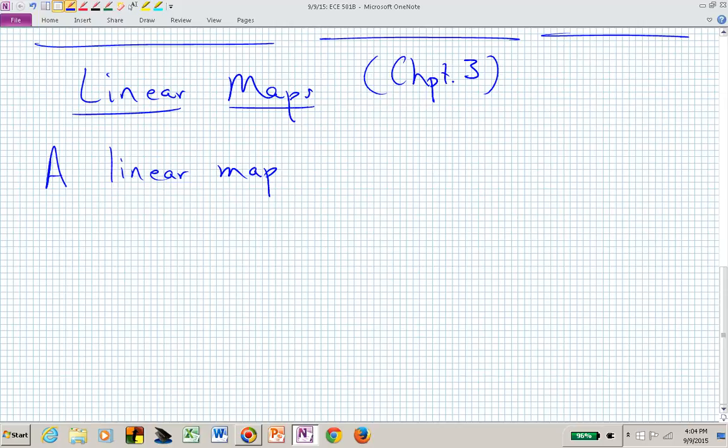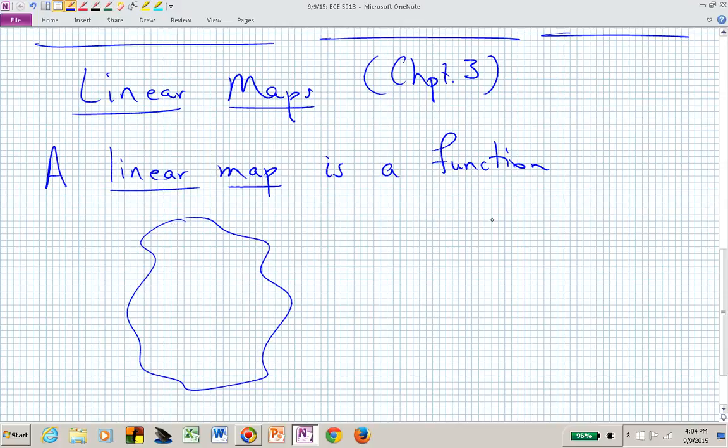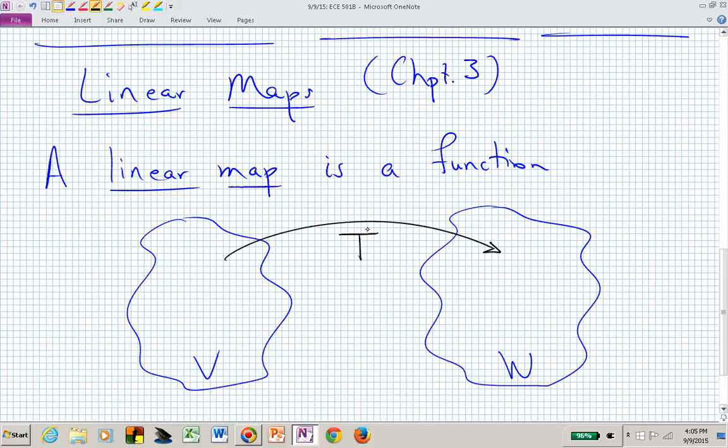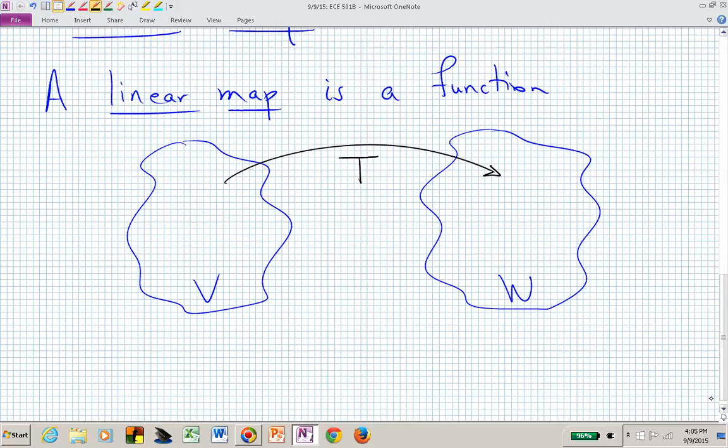Trying to get a visual perspective on that and then see what that means algebraically. But a linear map is a function, and by that we're going to start in one vector space and map into a second vector space, where this input vector space we might say is V. The other one, just to be more general, might be W. And we are now interested in this function that takes us from one vector space into another.